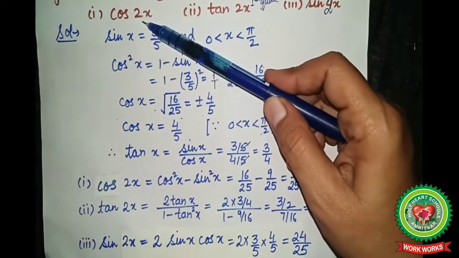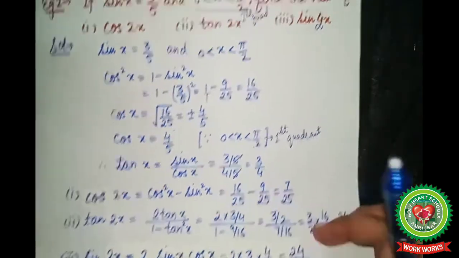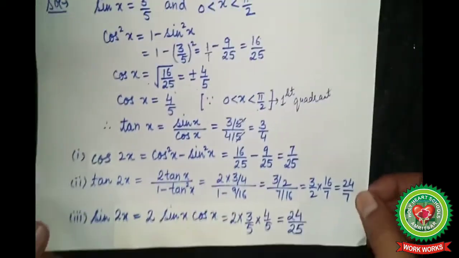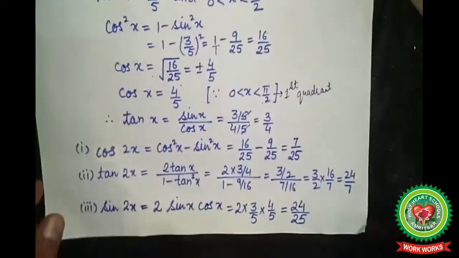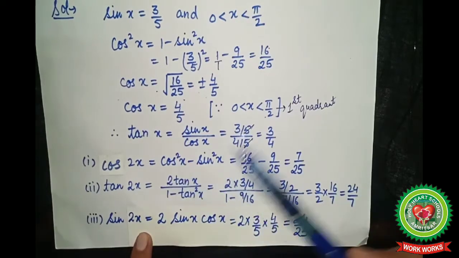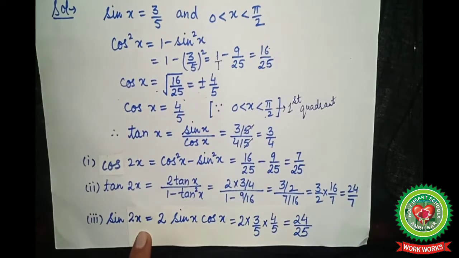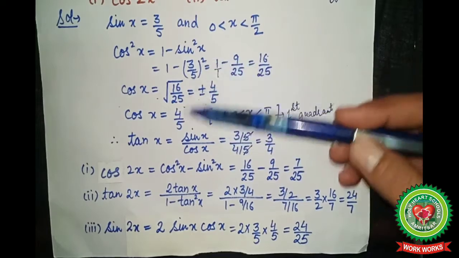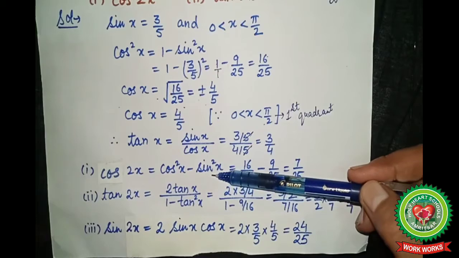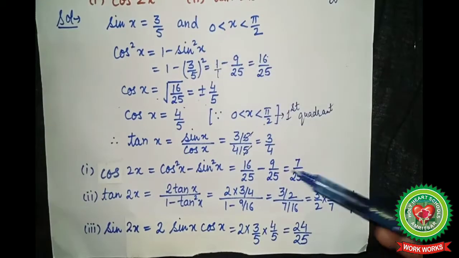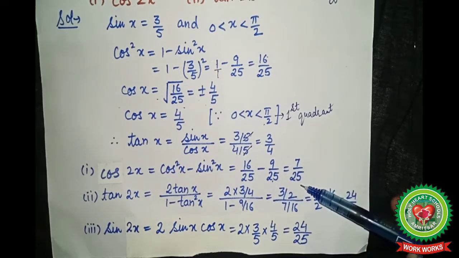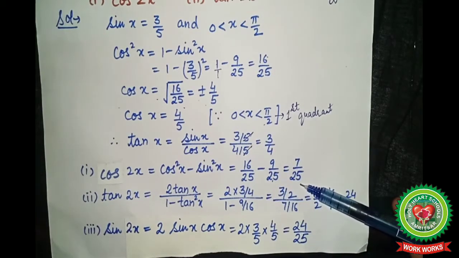Now we have to find the value of cos 2x, tan 2x and sin 2x. So cos 2x. Now we have the value of sin and we have the value of cos. So cos 2x is equal to cos square x minus sin square x. You can apply any formula here. Now cos x is 4 upon 5, so on squaring we get 16 upon 25, minus sin is 3 upon 5, so we get 9 upon 25 on squaring. On solving we get the value 7 upon 25.